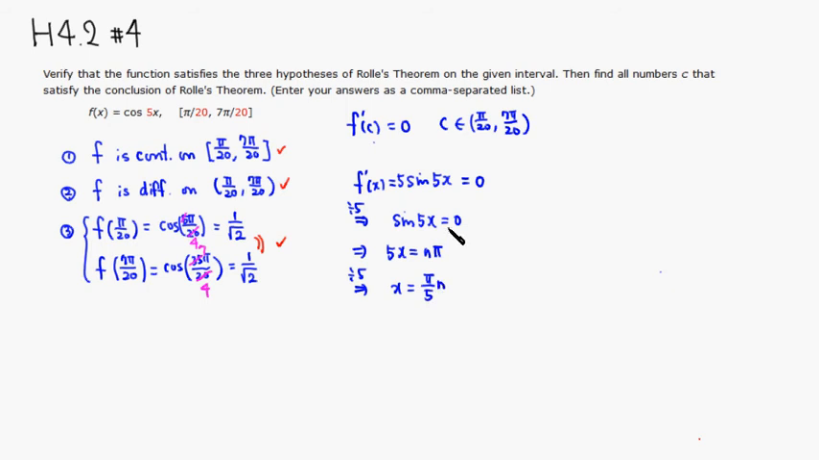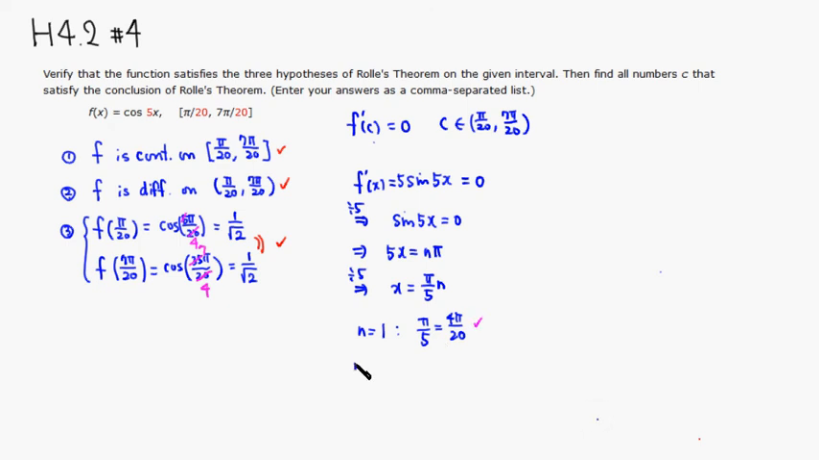Alright, so we have to find the angle of this form which is between pi over 20 and 7 pi over 20. Let's do that. For example, say n equals 1. Then pi over 5 is the same thing as 4 pi over 20. So this is actually in between pi over 20 and 7 pi over 20, so we need to include that.